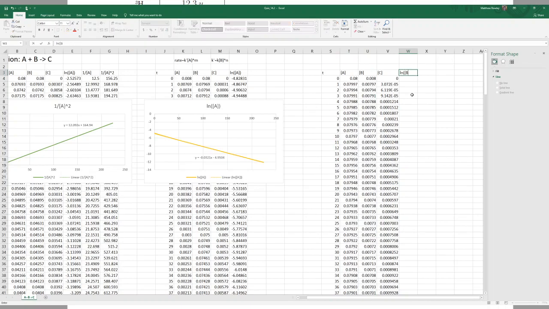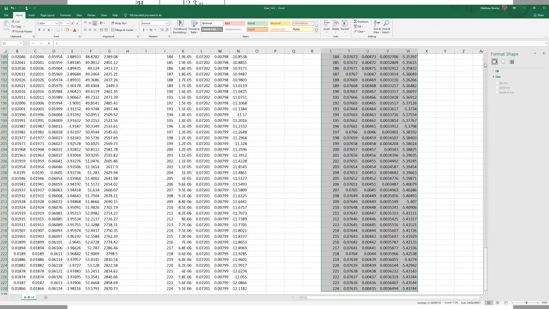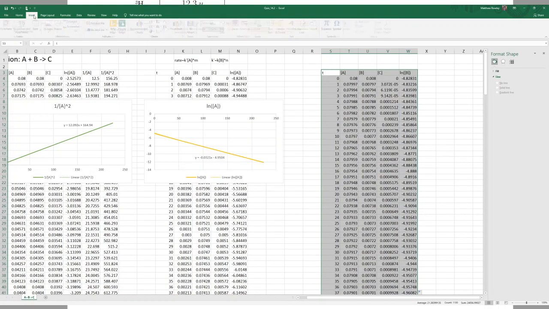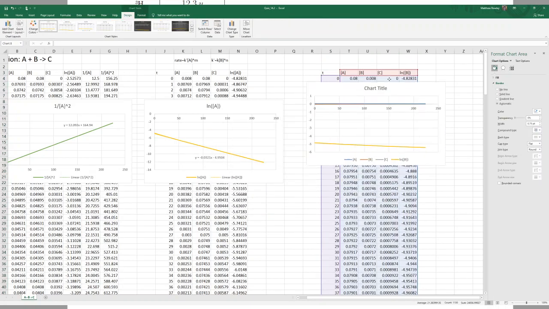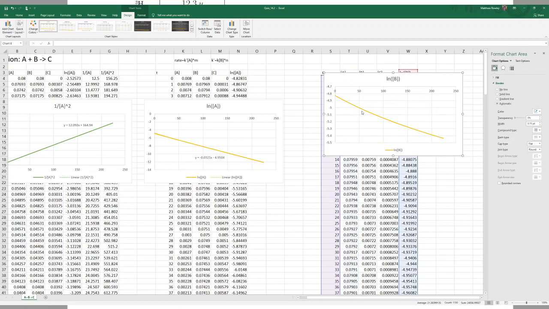The natural log of the concentration of B equals natural log opening parenthesis, over, enter. Propagate that downward. And let's take a look at this curve. Insert chart. And again, we need to get rid of these others in order to have it zoom in and really show us the shape. Now that looks like it still has some curvature to it. It doesn't look as straight as we would expect from first order kinetics.